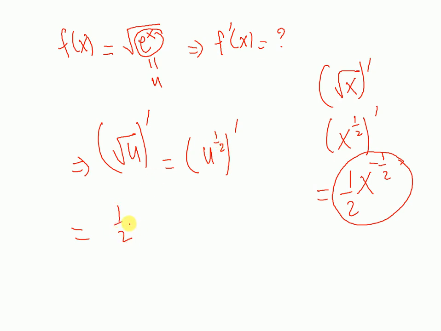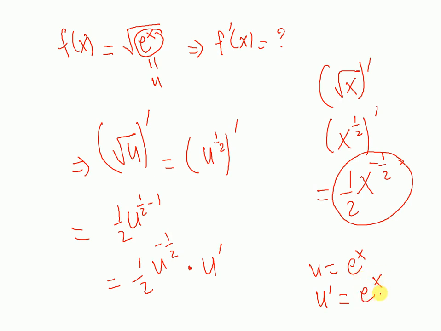Bring the 1/2 down, subtract 1 from this. So 1/2 minus 1 is u to the minus 1/2. But don't forget, because we borrowed a u from this guy, you need to multiply at the end by u prime. That means we take one more derivative of u. Now, u is e to the x. So u prime, the derivative of e to the x, is the same thing. Nothing is changing. You take the derivative of e to the x, it's still e to the x, right?